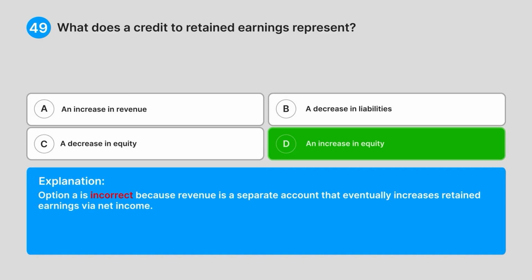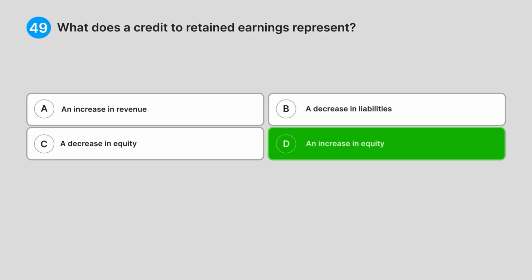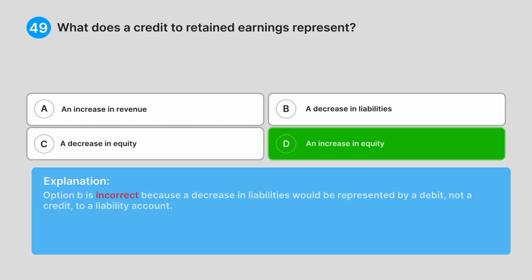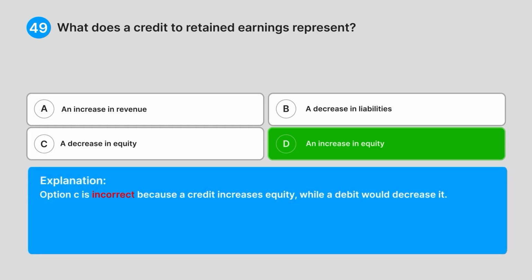Option A is incorrect because revenue is a separate account that eventually increases retained earnings via net income. Option B is incorrect because a decrease in liabilities would be represented by a debit, not a credit, to a liability account. Option C is incorrect because a credit increases equity, while a debit would decrease it.